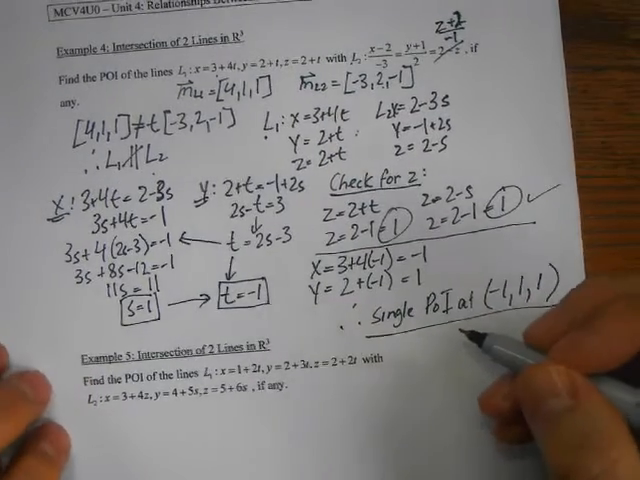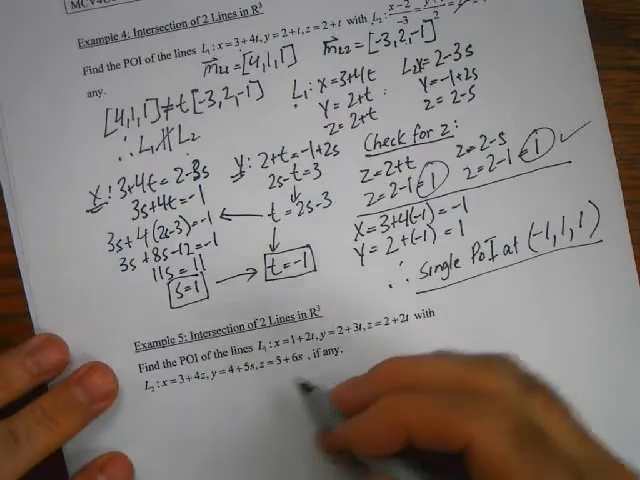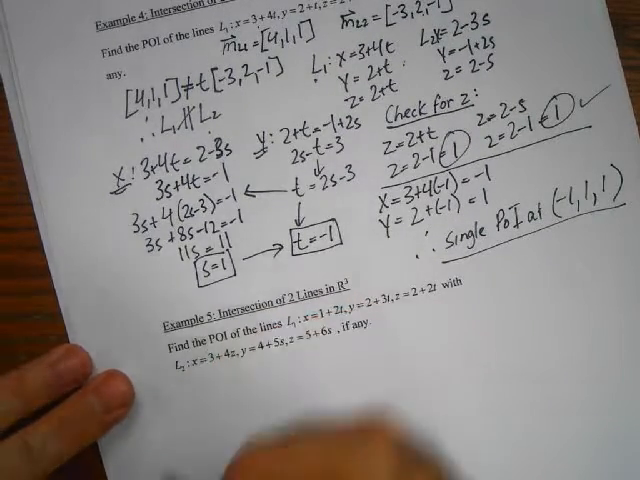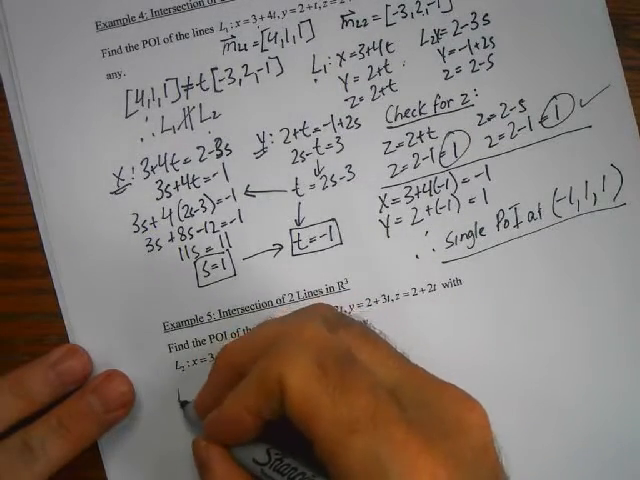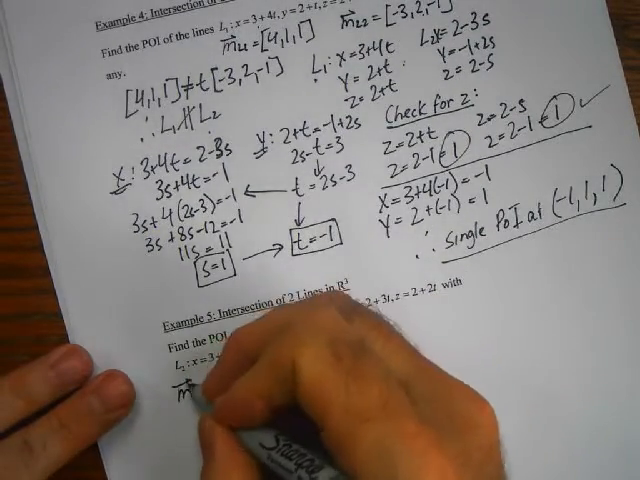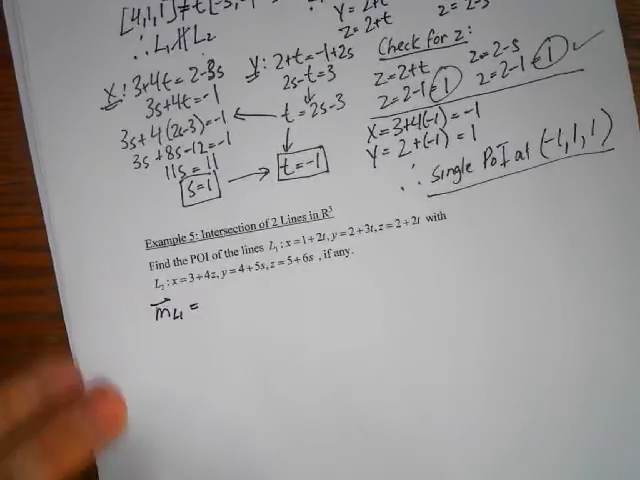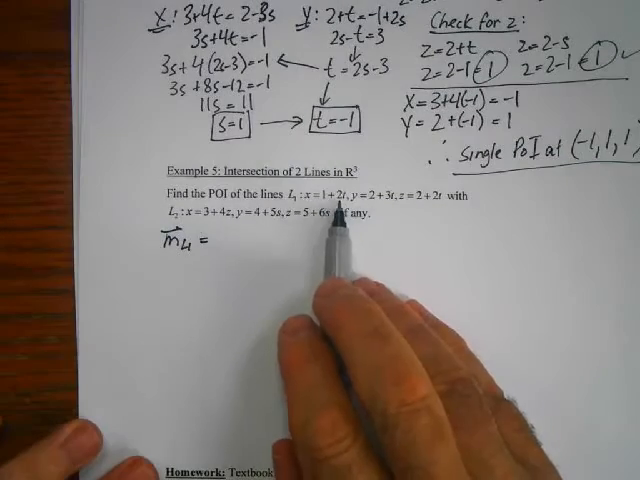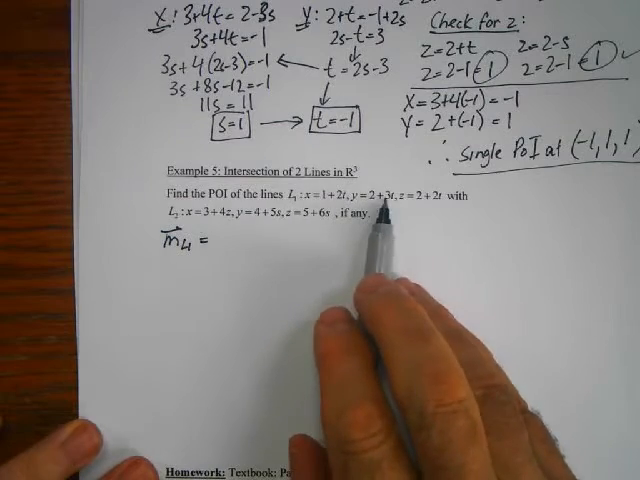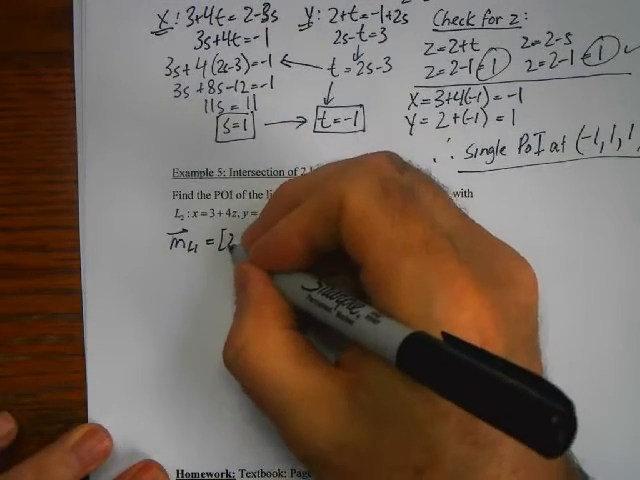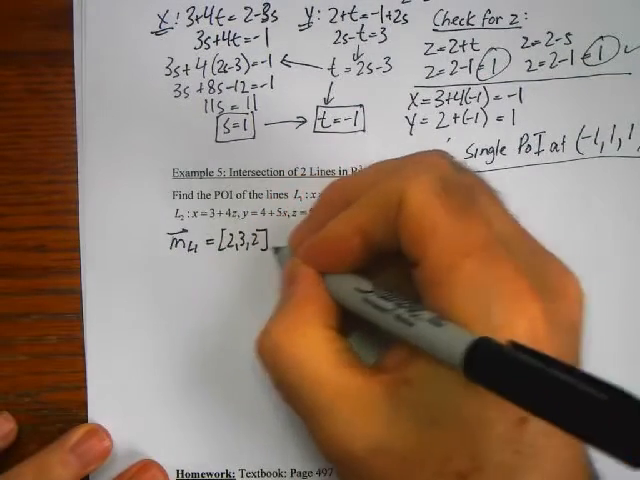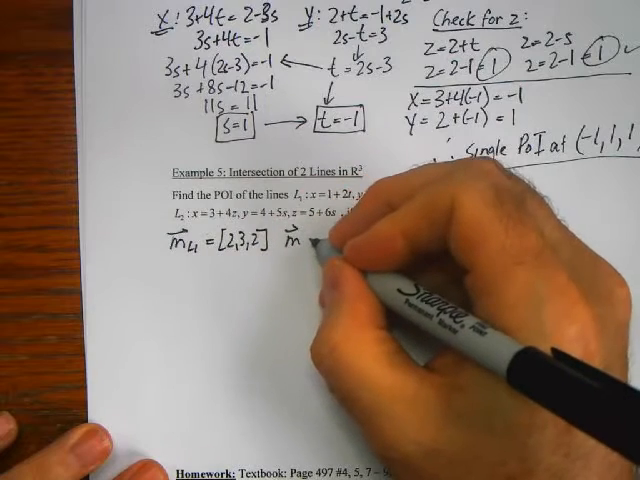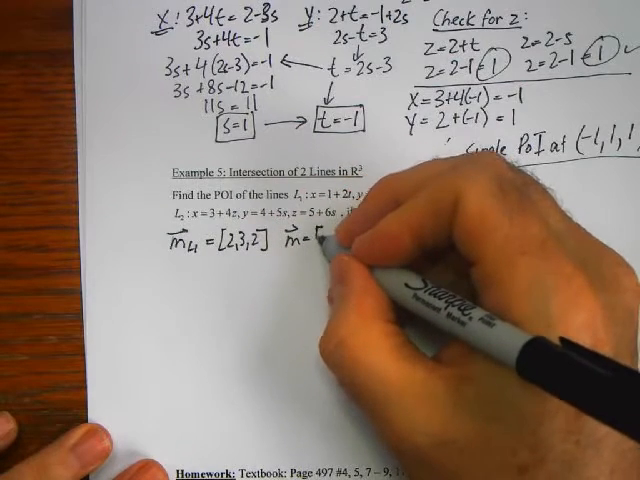The direction vector of line 1 is equal to, if we look at line 1, you just look at the coefficient of the t, so it's 2, 3, 2. And then the direction vector of line 2 is going to be 4, 5, 6.